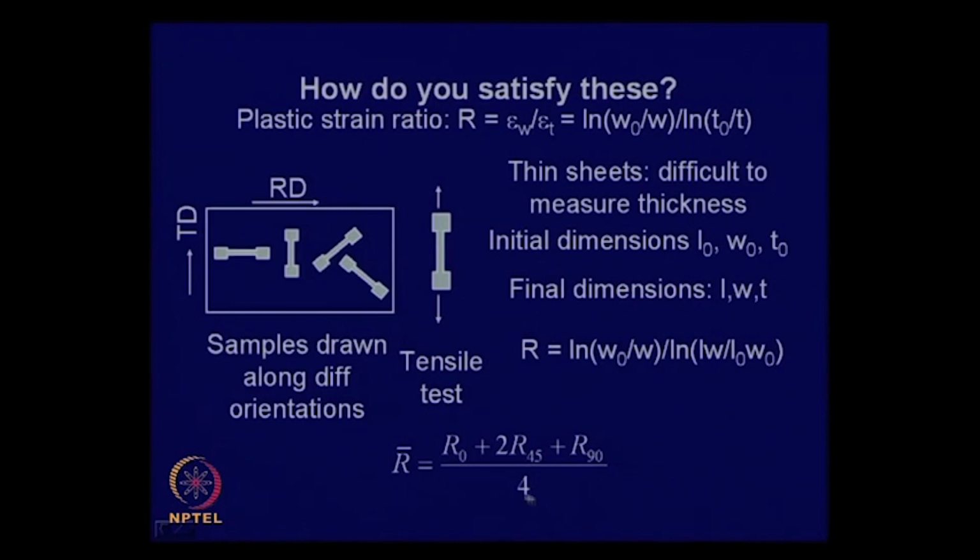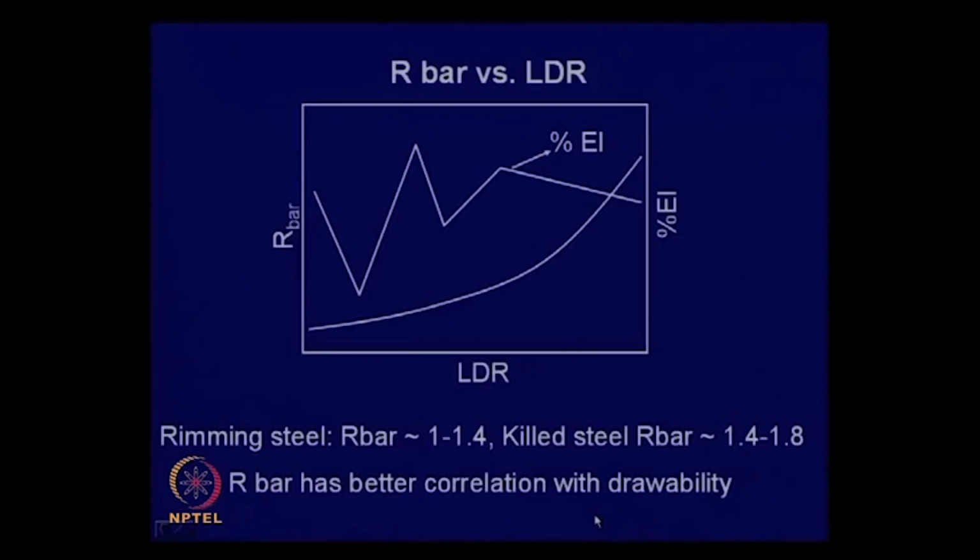So, you find out the average R bar, and what has been found is that this average R bar has a direct correlation with the limiting drawing ratio. That means it gives a better correlation, or is a better indicator, of the ability of the material to be deep drawn. So, R bar is a property which is a measure of deep drawability of the material.